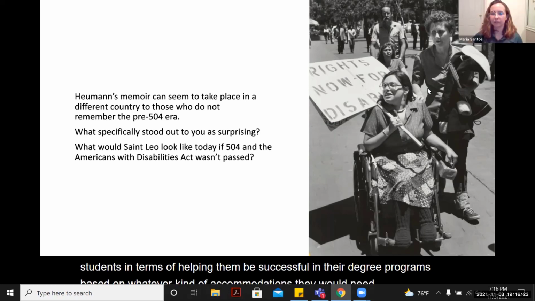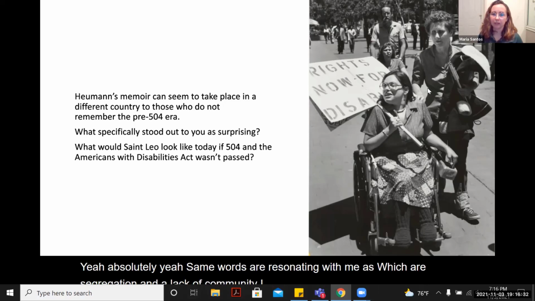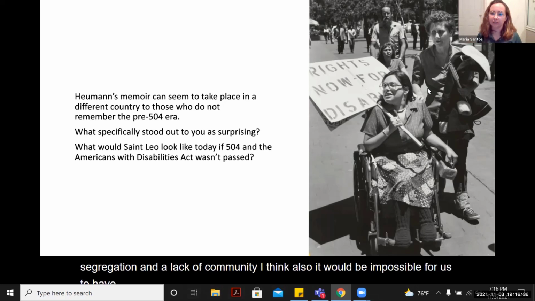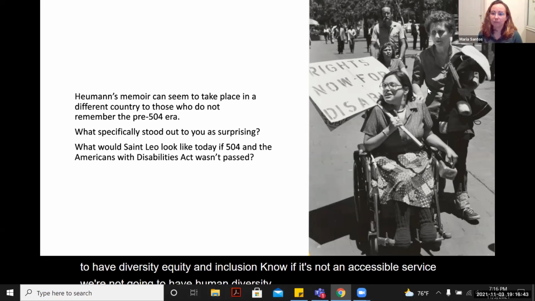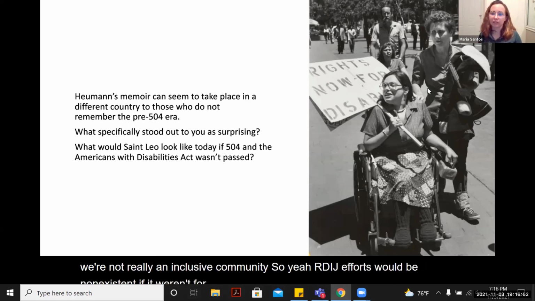Yeah, absolutely. The same words are resonating with me as well, which are segregation and a lack of community. I think also it would be impossible for us to have diversity, equity, and inclusion. If it's not an accessible service, we're not going to have human diversity. It's not going to be equitable, and we're not really an inclusive community. So our DEIJ efforts would be non-existent if it weren't for these important pieces of legislation. Absolutely.